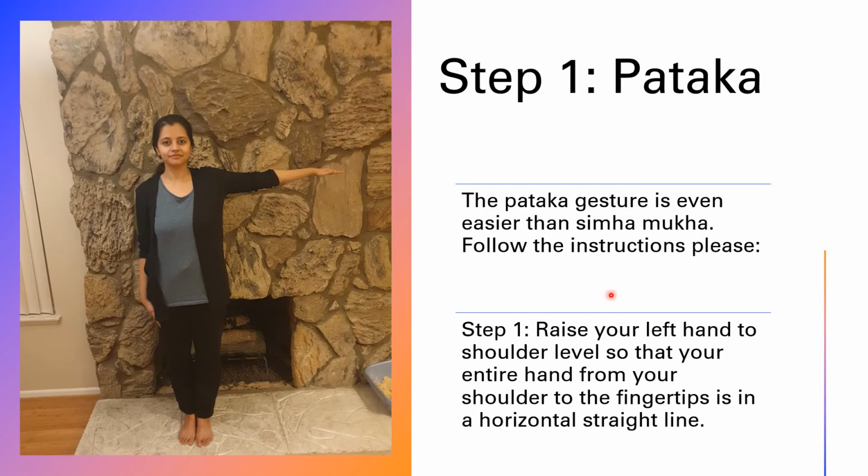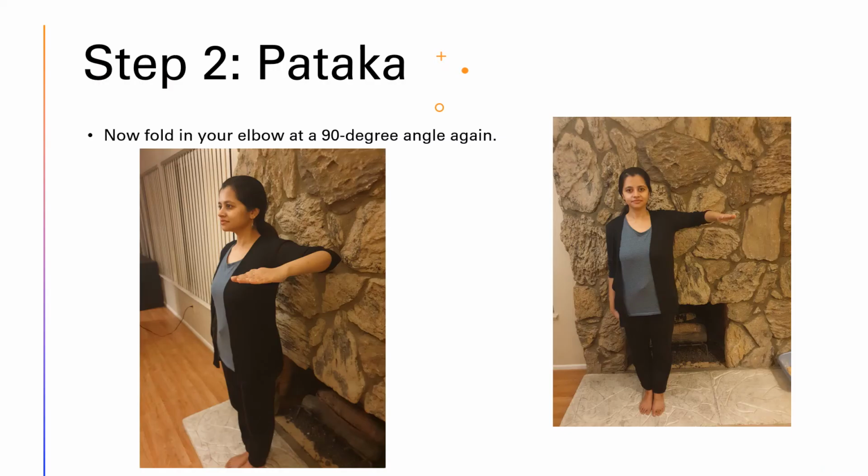Now step 1, raise your left hand to your shoulder level so that your entire hand from your shoulder to your fingertips is in a straight horizontal line. It's the same thing that you did with your right hand, just now do it with your left hand. Step 2, fold in your elbow at a 90-degree angle again. Now you already did this with your right hand, just repeat the same with your left hand. You can see these images for further information if you need.